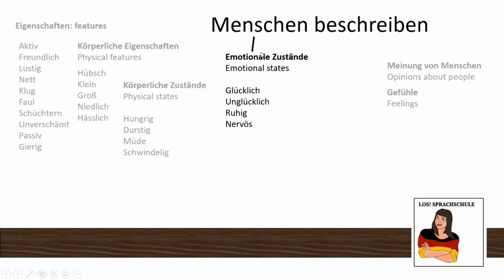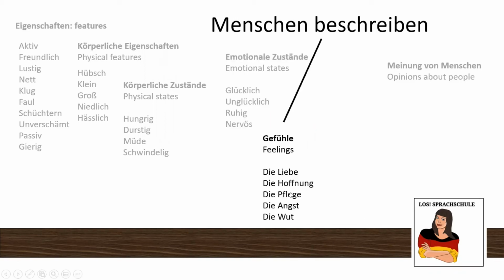Okay, next one, emotional states. Glücklich, happy. Unglücklich, unhappy. Ruhig, calm. Nervös, nervous. This is again a regular kind of adjective category, at least those. So for example, ich bin so glücklich, I'm so happy. Or vor einer Prüfung sind alle nervös. Before an exam, everybody is nervous.